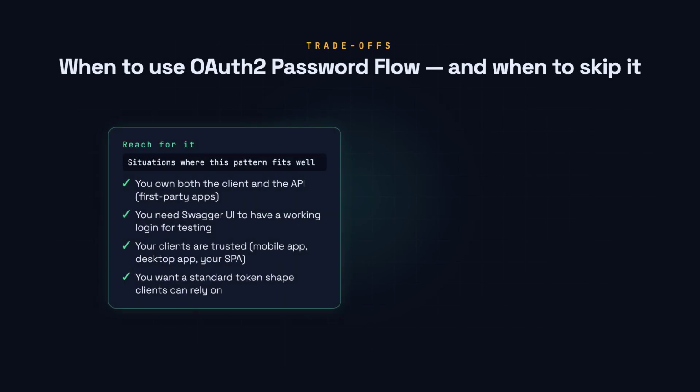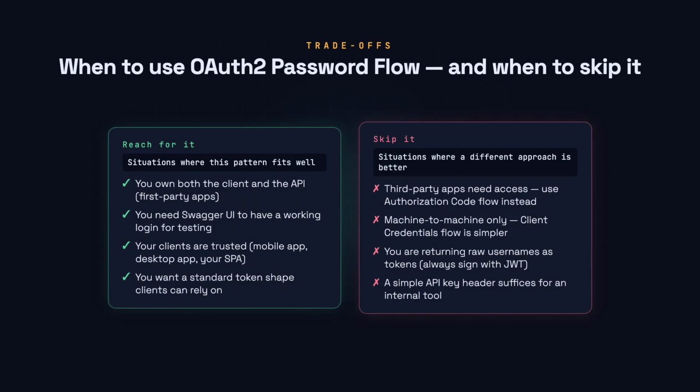OAuth2 Password Flow is the right choice when you control the client, a mobile app, a desktop tool, or your own single-page app, because those clients can be trusted to handle credentials carefully. It is also great for Swagger UI-driven development. However, if a third-party application needs delegated access to your users, Password Flow is the wrong OAuth2 grant. Use Authorization Code instead. And if you're only doing internal service-to-service calls, the overhead of a login form is unnecessary. A simple API key or client credentials grant is cleaner.